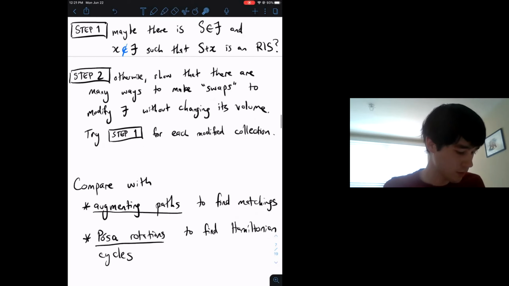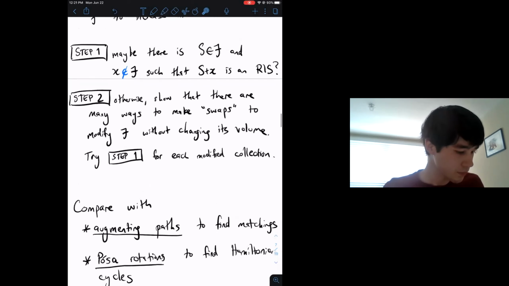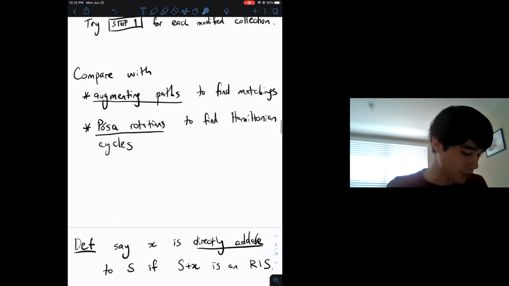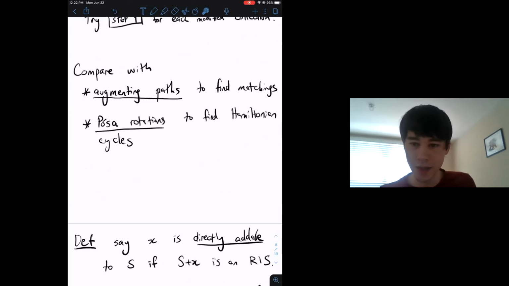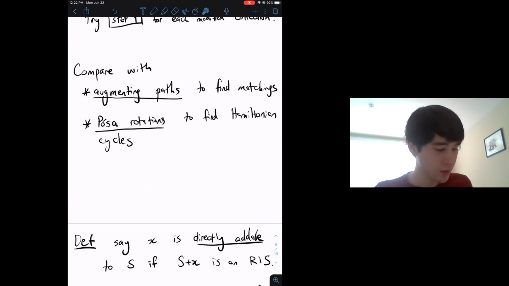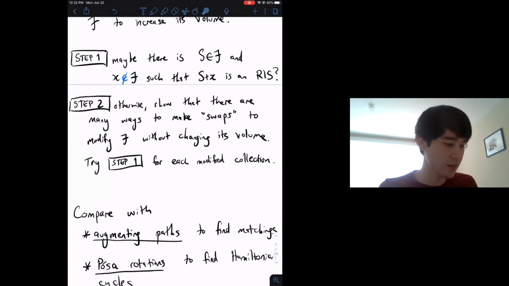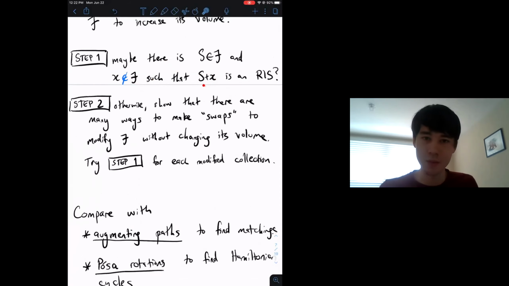So now let's start to actually prove some things and prove that this procedure works. I would first like to define: an element X is directly addable to a rainbow independent set S if S plus X is a rainbow independent set, which really means two things. It means that X is independent in the matroid sense to S, and moreover, it means that X is a different color to everything in S. So step one in this outline was really about direct addability. This was really saying that there is something outside the family which is directly addable to one of the rainbow independent sets in the family.